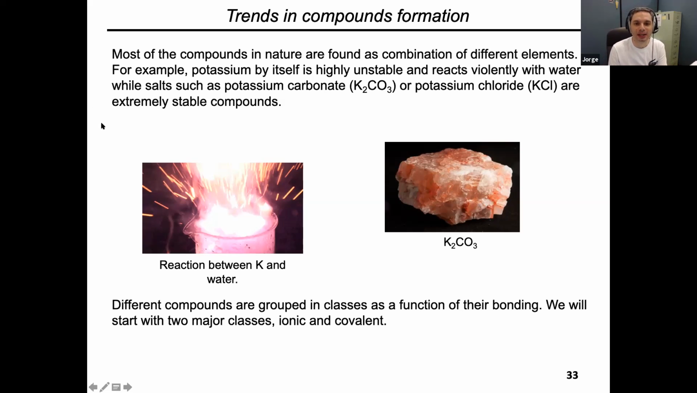Most of the compounds in nature are found as combinations of different elements. For example, potassium by itself is highly unstable and reacts violently with water, while salts such as potassium carbonate or potassium chloride are extremely stable compounds. So what is the driving force that directs the formation of compounds, and why are most of the elements not stable just by themselves?